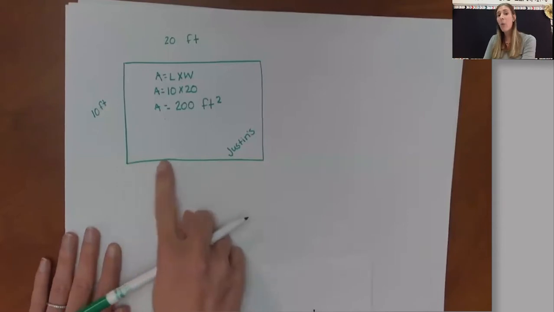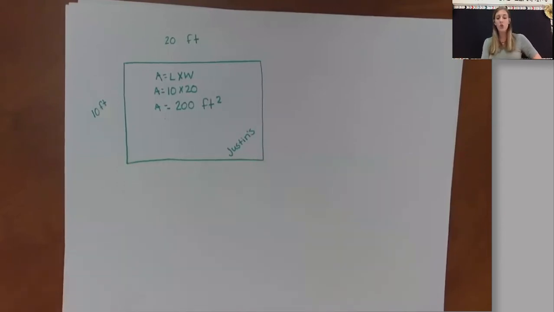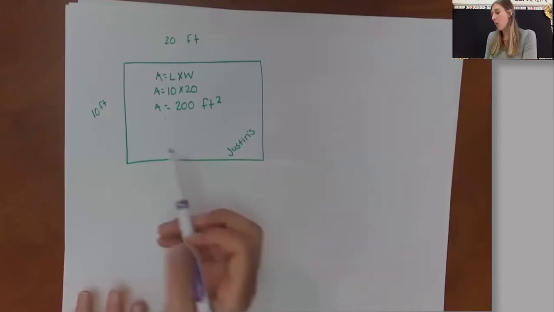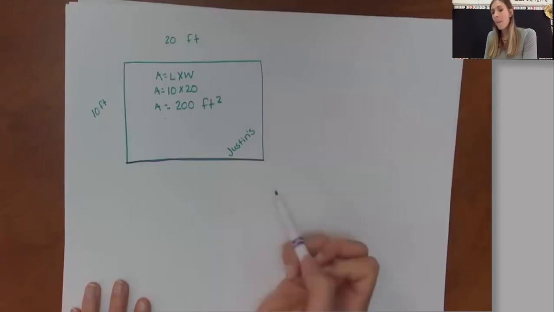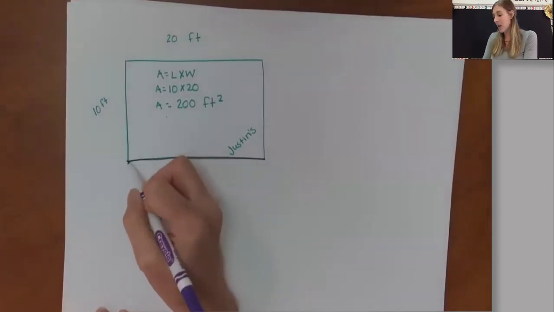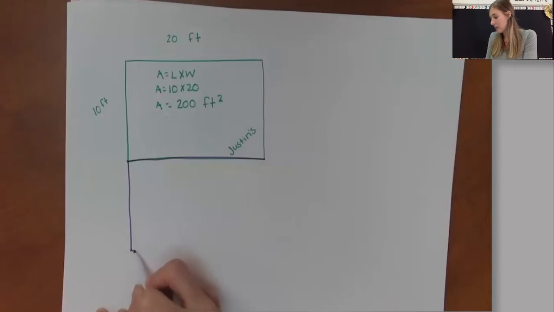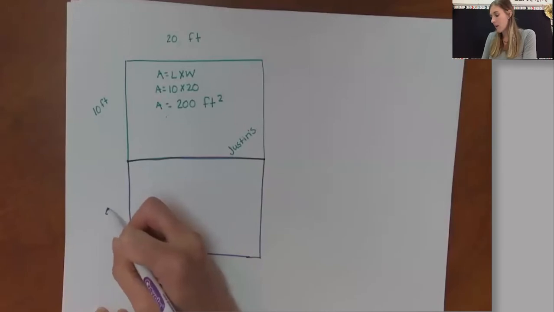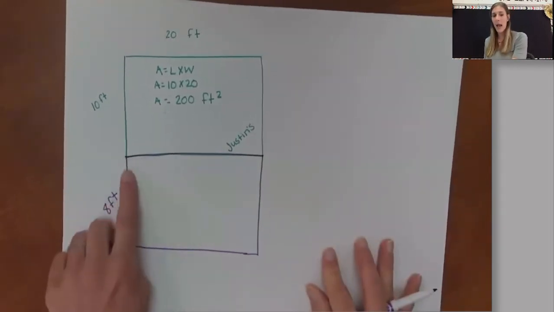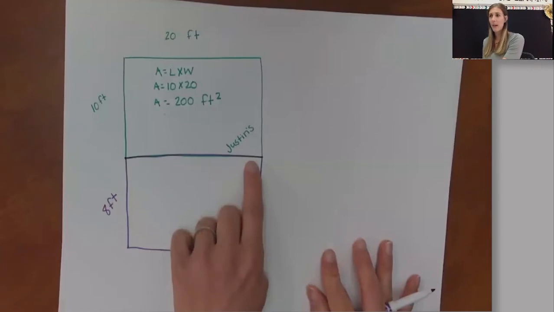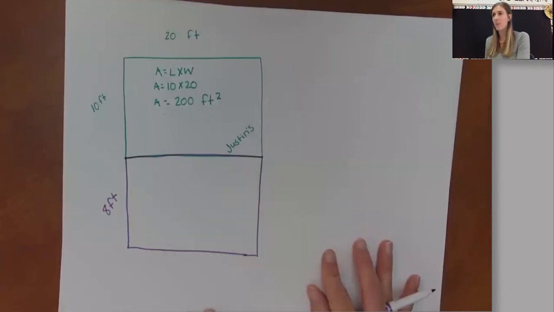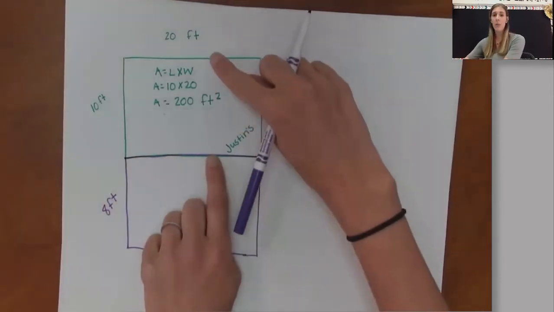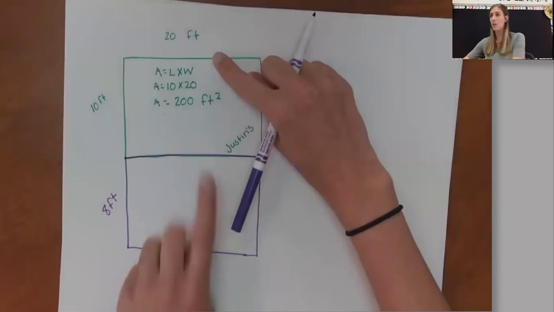Correct. They both have a width of 20. So we can join Justin's rectangle with Beth's with her width of 20. But her length wasn't 10. Hers was only 8. So the dimensions of her rectangle were 8 feet by 20 feet. We don't have to label the 20 feet again because it's already labeled up top. If this top is 20, then the bottom is 20 as well.